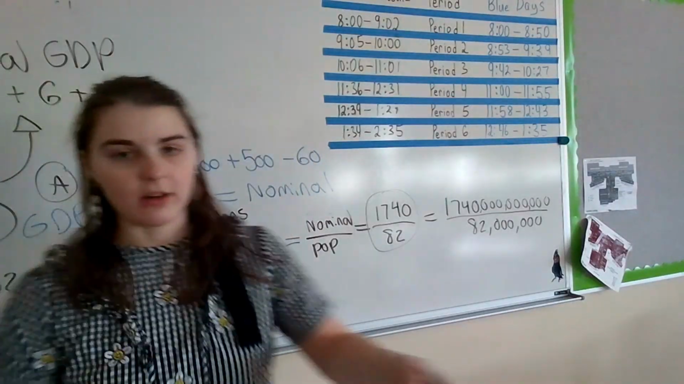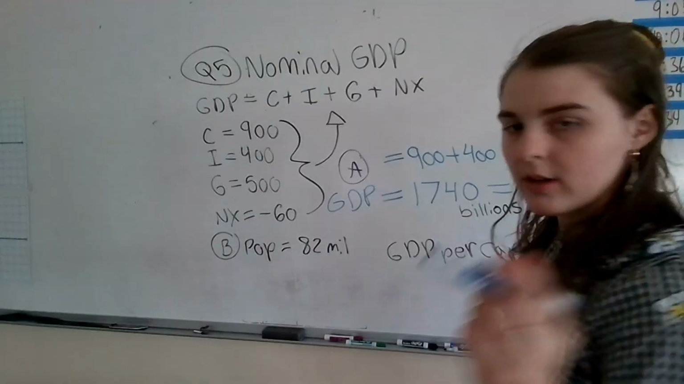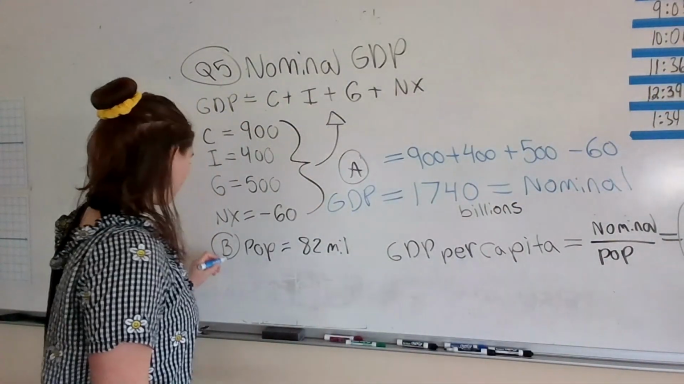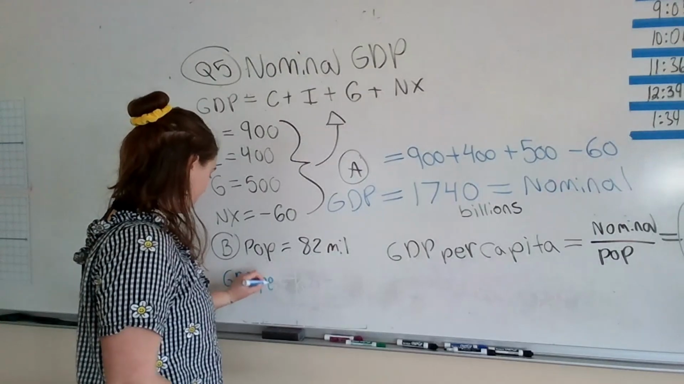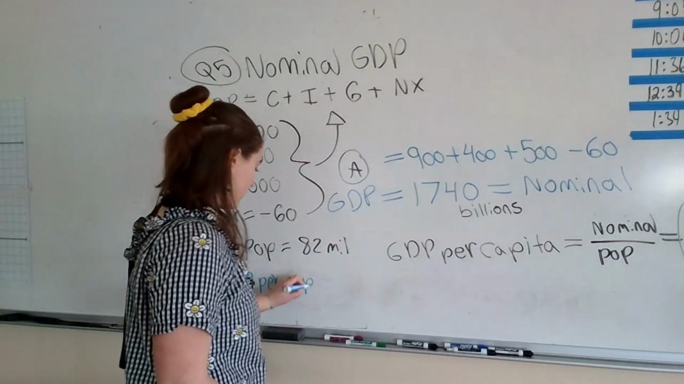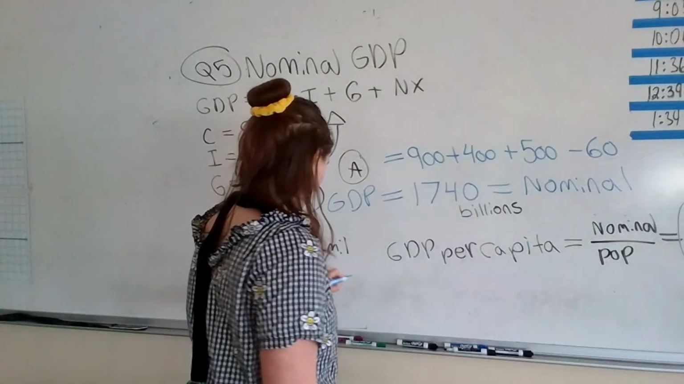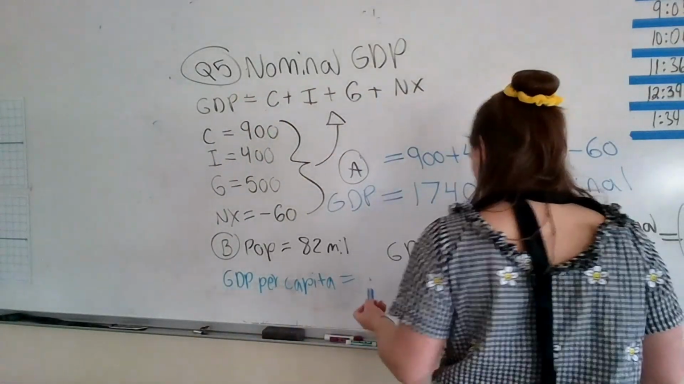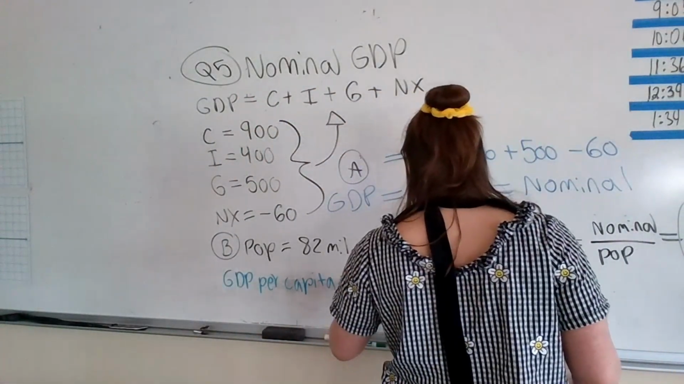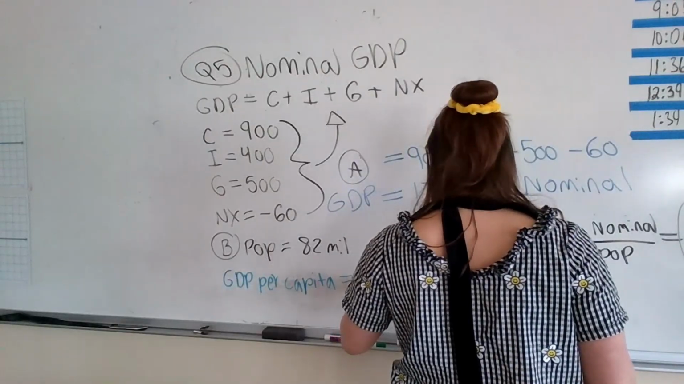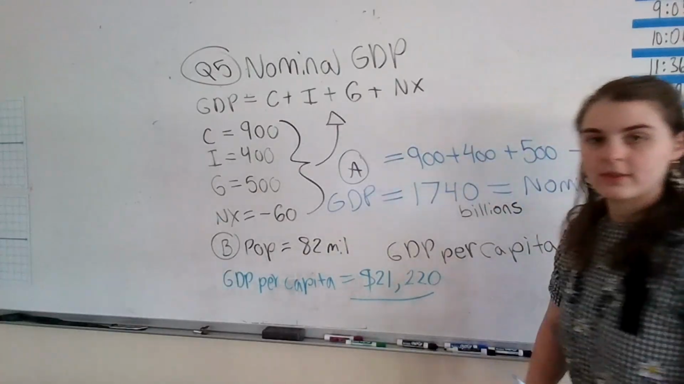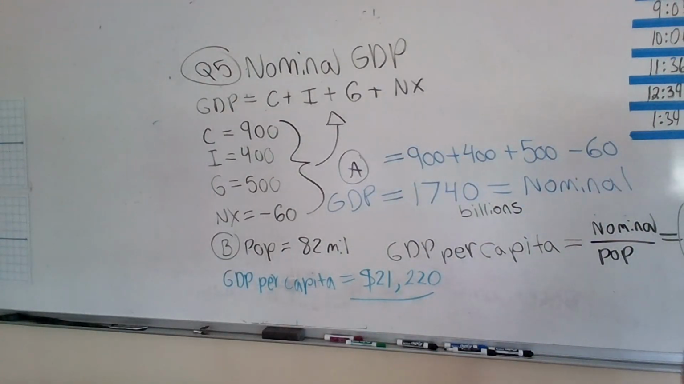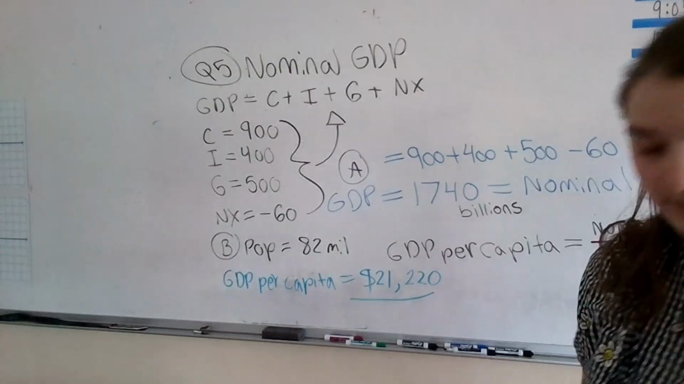So bring you back over here. Answer to B, GDP per capita is gonna be equal to about $21,022. And there you go. That's how we'd answer that first question.